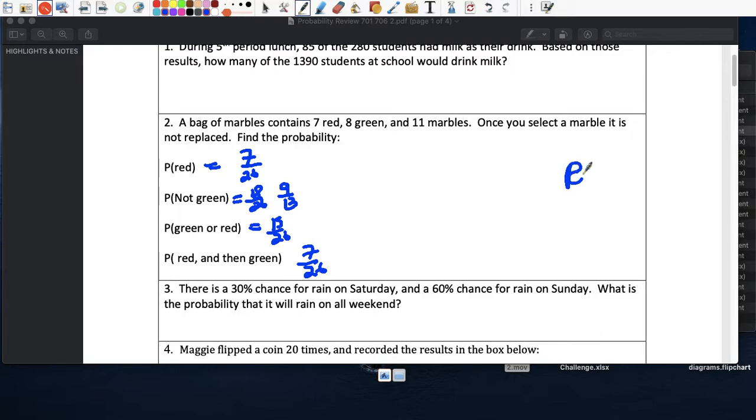So here's your red, you leave it outside, you don't put it back in the bag. Instead of 7 red, we have 6 red. And what do we want? We want a green. The probability of getting a green is 8 out of. Notice that your total is going to change. And that's your answer.